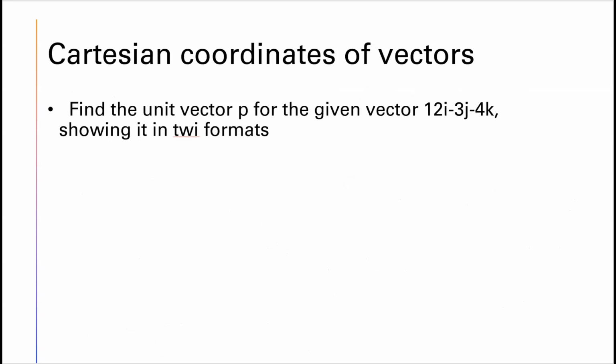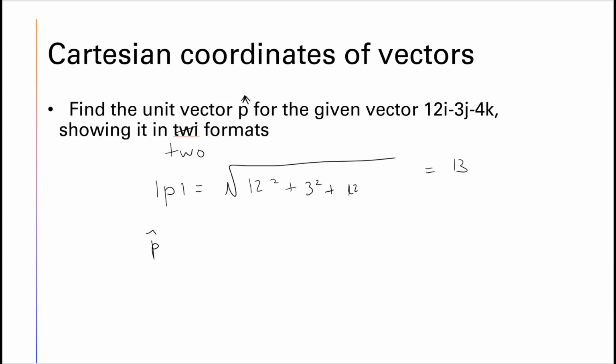Okay, find the unit vector. Oh, that says 2. Find the unit vector p hat for the given vector. Now I need to put a little hat there. So the length of p is going to be the square root of 12 squared plus 3 squared plus 4 squared, just nicely equals 13. So our unit vector in the direction of p is going to be p divided by the length of p, which would be just 12i minus 3j minus 4k over 13.